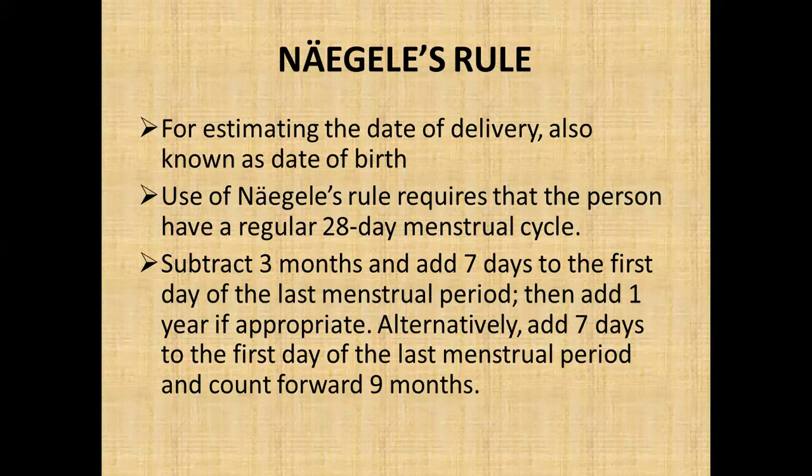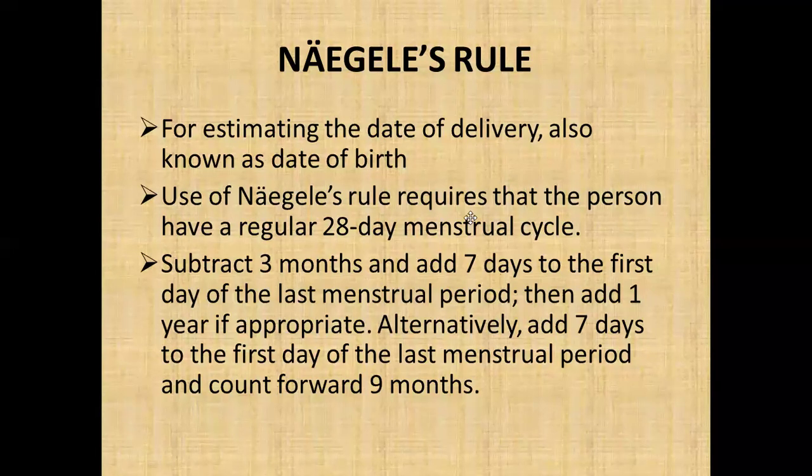Then you either count 9 months forward or you subtract 3 months from that and then you add 1 year if appropriate. Sometimes you would have to stick with one. Either you are counting the 9 months forward after adding your 7 days, or you decide to subtract 3 months and then add 1 year to it if appropriate. Okay. Now let me give you an example.